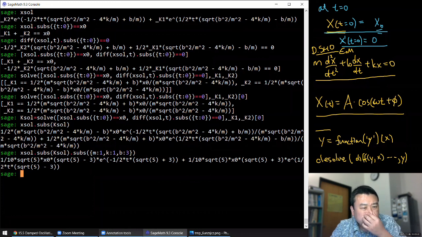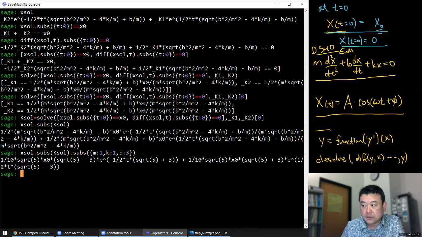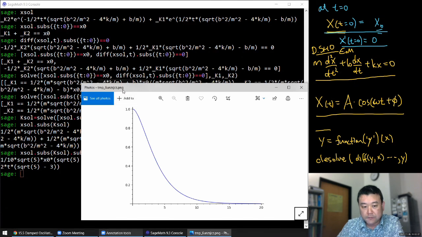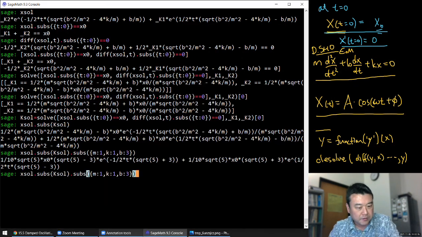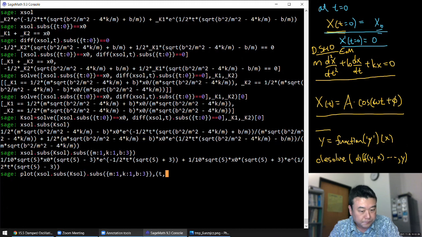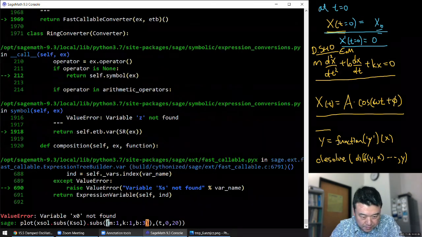Oh wait, this is not going to be a good comparison, mainly because the value of b I'm using here is different from the value of b that corresponds to this picture. So I have a feeling when I put everything in, it won't quite work out right. But well, let's work this out. So I have that expression. This is something I can plot as a function of time from 0 to 20. And let's see. Oh wait, x naught, I need to plug in x naught.